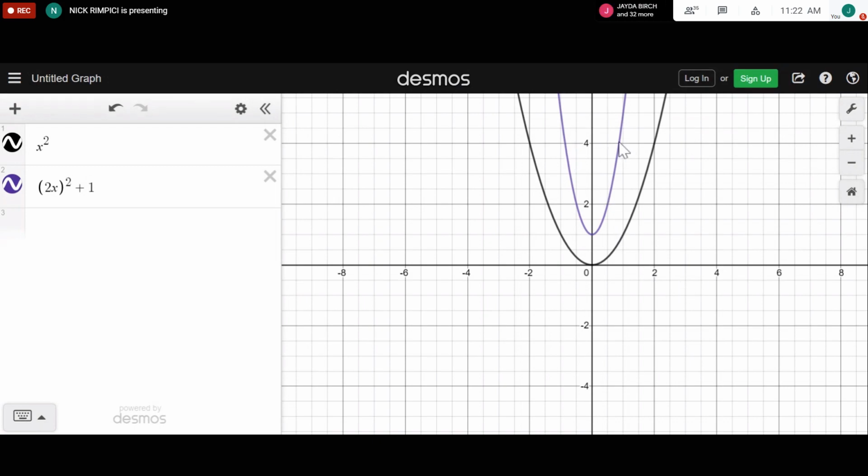Well, it definitely looks horizontally shrunken to me. You can see that this graph is hugging the y-axis more tightly than the parent is. So it is a horizontal shrink for sure. And it also looks like this graph is shifted up 1 unit. So it's a horizontal shrink and a translation 1 unit up. So yeah, his claim is correct. It's accurate. That's exactly what's happening.